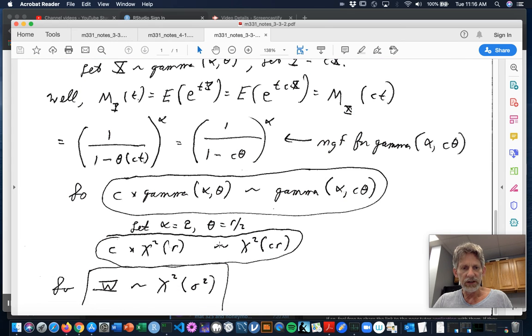So specializing down to a chi-square, we get that a constant times a chi-square is going to be chi-square with c times the degrees of freedom. And so since W was sigma squared times a chi-square with 1 degree of freedom, then W must be chi-squared with sigma squared degrees of freedom.